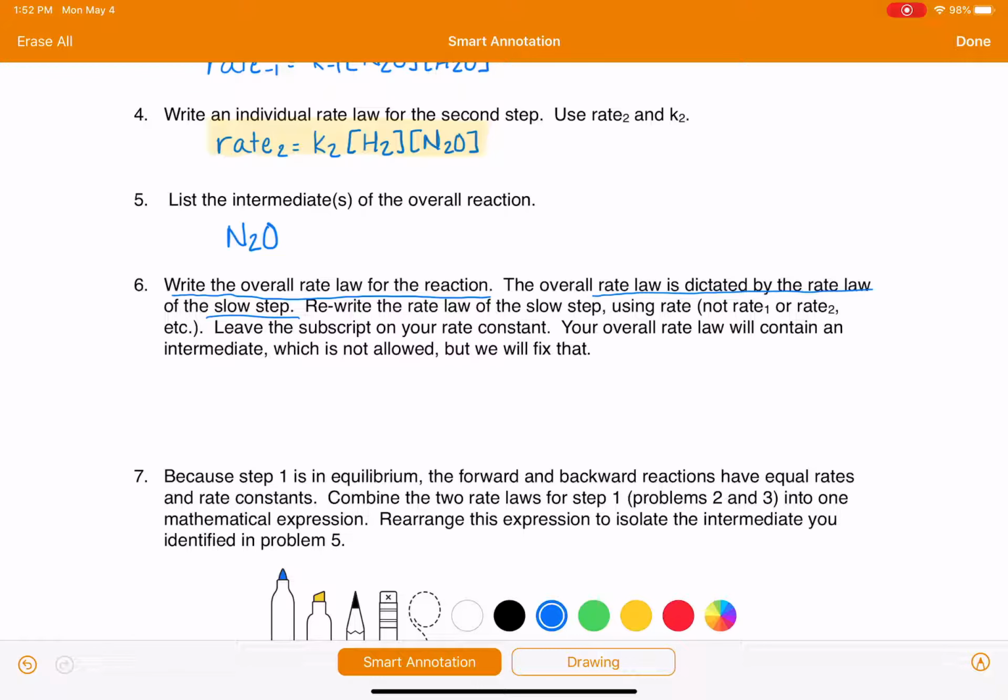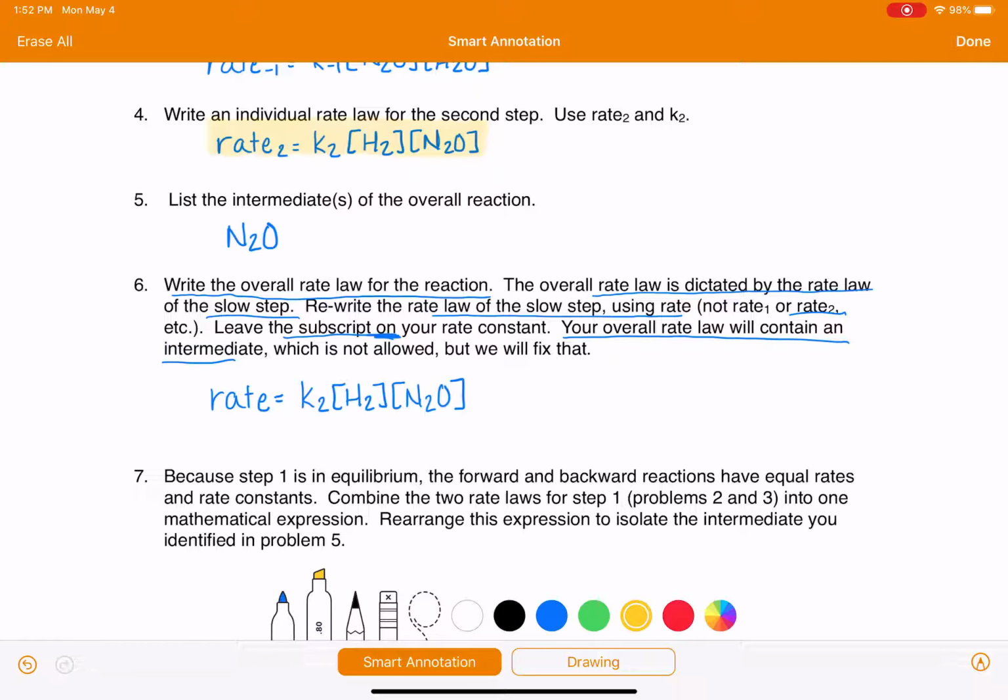Rewrite the rate law of the slow step using rate, not rate 2. Rate equals, leave the subscript on our rate constant, K2, H2, N2O. Awesome. Our overall rate law, which we just came up with, will contain an intermediate.